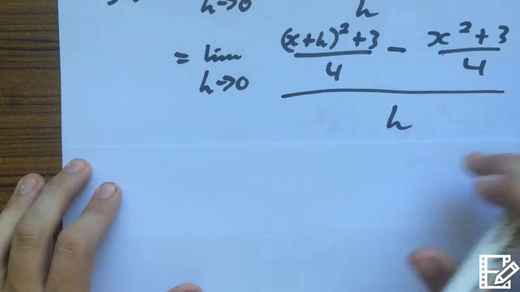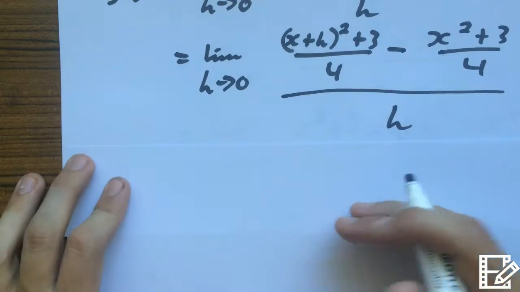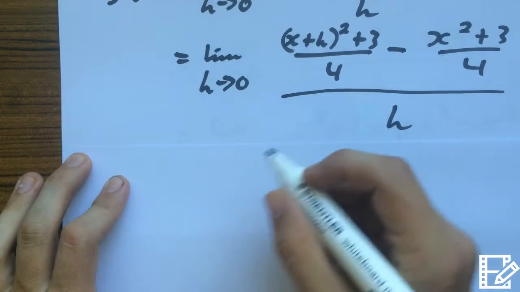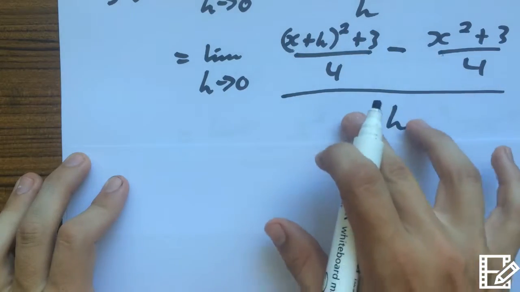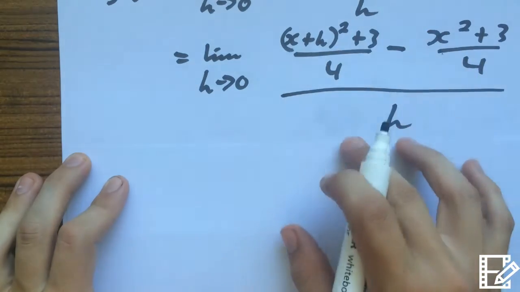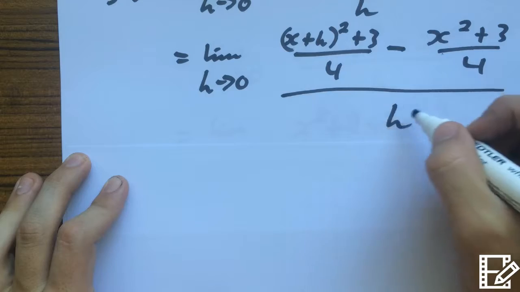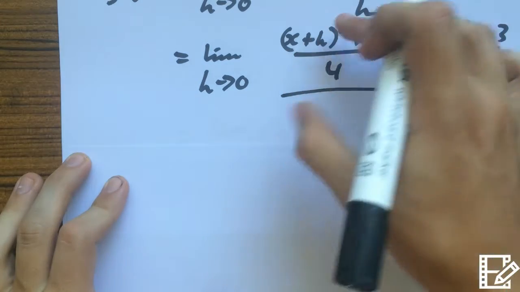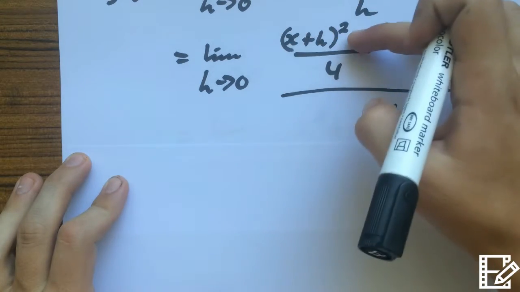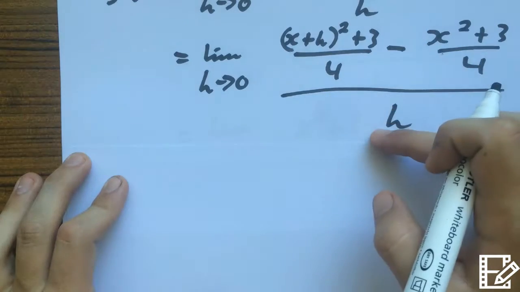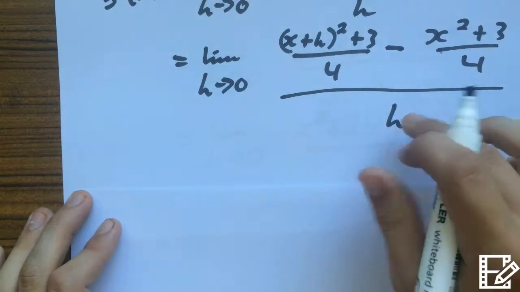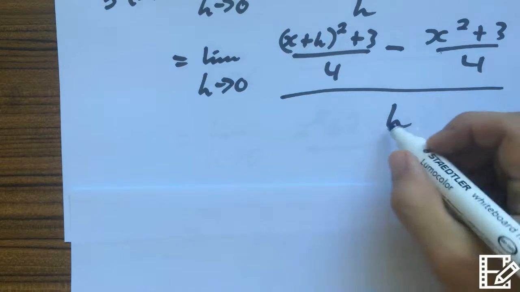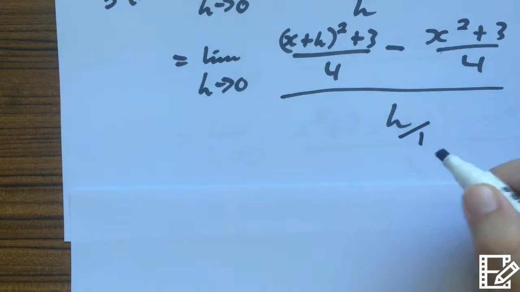Now that we've written it out, we can simplify it. Because I'm going to do something on the bottom first, and then I'll focus on the top. Because we have an h on the very bottom, we've got this bit up here divided by this, then divided by this again. Think about it this way, h over 1.